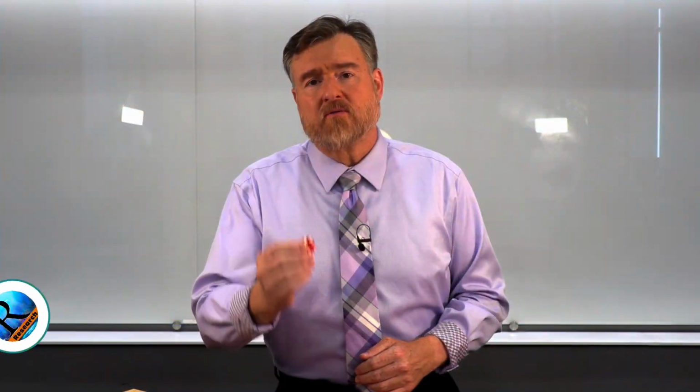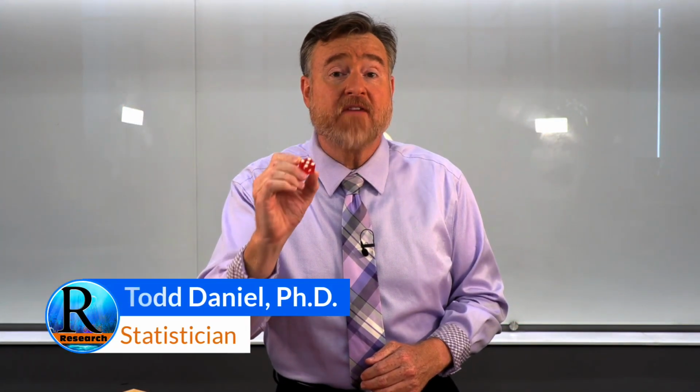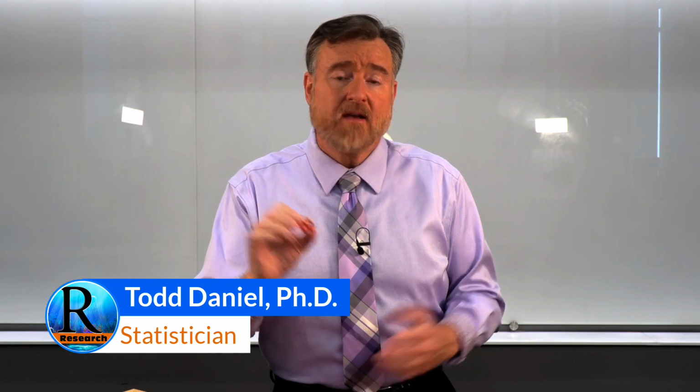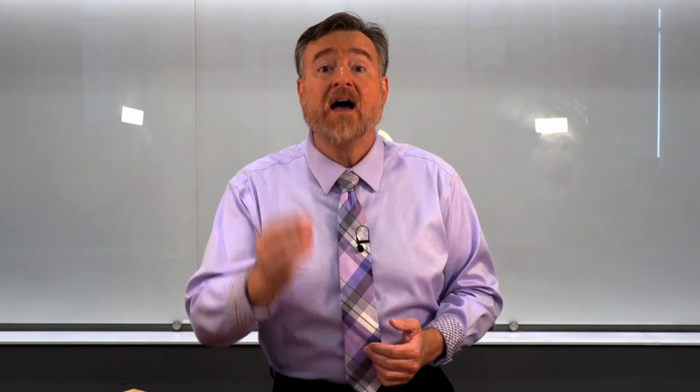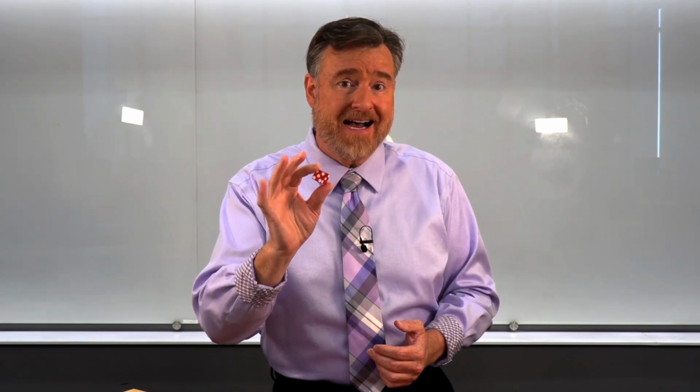What is the probability of rolling a 6 on a fair 6-sided die? The answer is 1 in 6. What is the probability of rolling a 3, or a 2, or a 1, or a 5? Every side of the die has an equal probability of coming up.